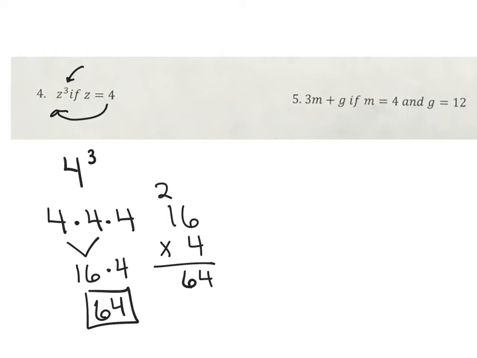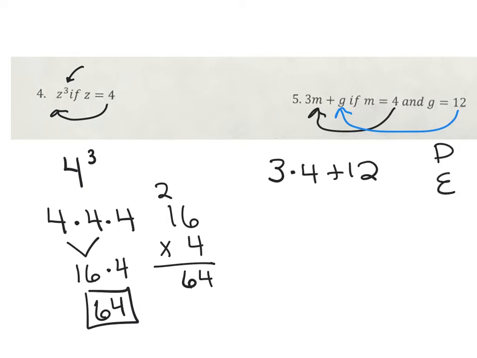In the next problem we have 3m plus g if m is 4 and g is 12. So I'm going to plug in 4 for m, and then I'm going to plug in 12 for g. So we have to remember that this means 3 times 4 plus 12. And then we solve using order of operations. So we need to remember the order of operations tells us that multiplication goes before adding and subtracting. So we need to take care of the 3 times 4, which is 12, plus 12, which we know is 24.